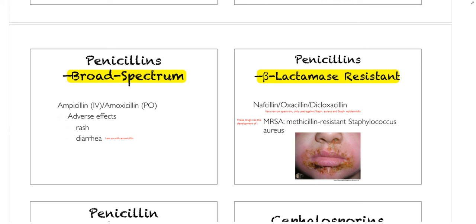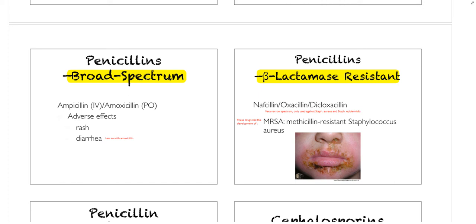It's not going straight into the system. Then we have our beta-lactamase resistant penicillins. The rest of these have been beta-lactamase sensitive, but nafcillin, oxacillin, and dicloxacillin are all very narrow spectrum. They're only used against Staph aureus and Staph epidermidis, but they are beta-lactamase resistant, so we reserve them to fight those when other penicillins wouldn't be able to make much of a dent.